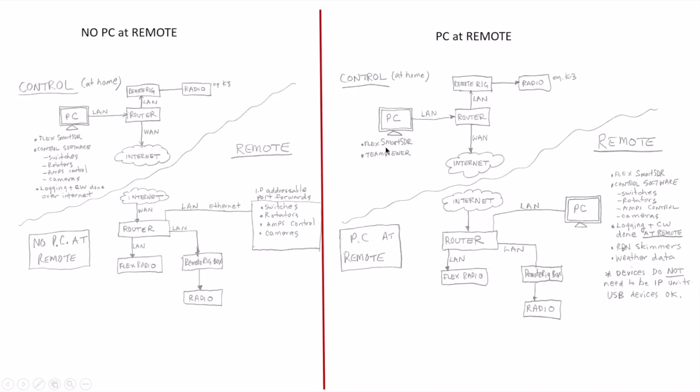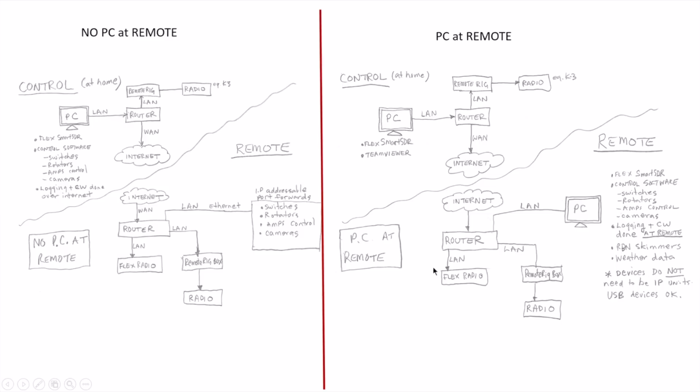I will add for the Flex users, one thing I neglected to add to this diagram would be another LAN connection to the Maestro. And that would just sit over here. So basically the Maestro would be controlling the router, controlling the Flex radio, and that would be transparent in both cases. Okay, so those are the two differences.